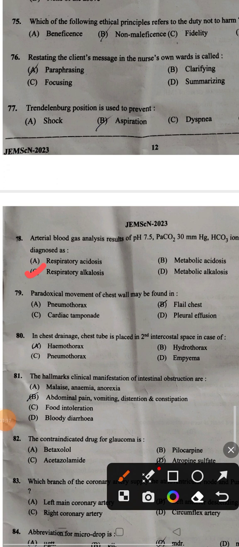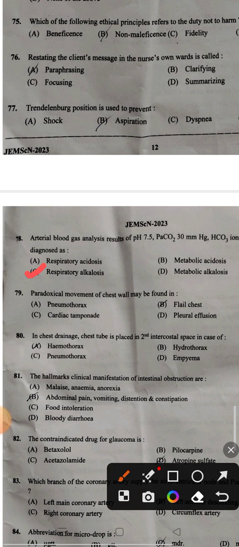Question number 79. Paradoxical movement of chest wall may be found in: option A pneumothorax, option B flail chest, option C cardiac tamponade, option D pleural effusion. We know flail chest occurs when your diaphragm moves in the opposite direction than it should when you are inhaling and exhaling.